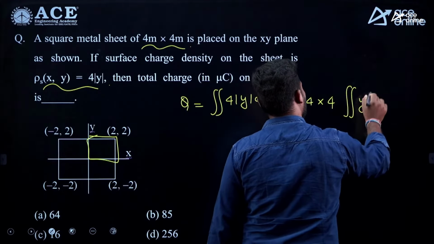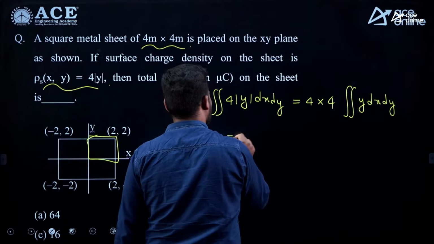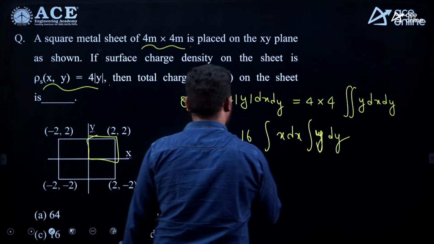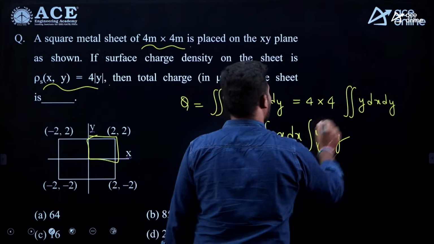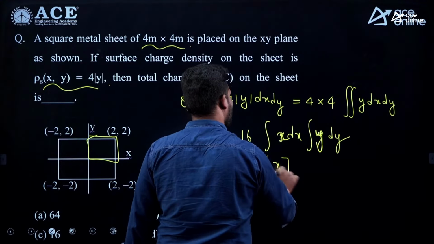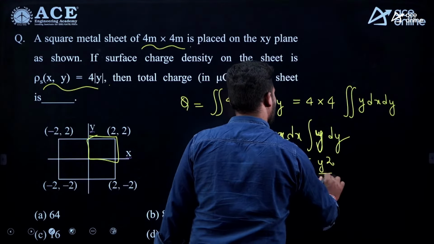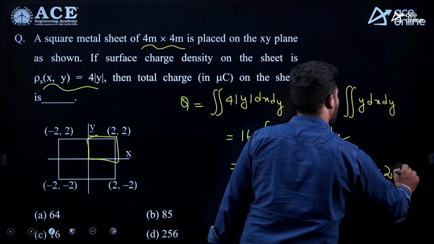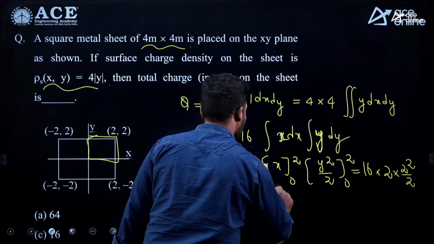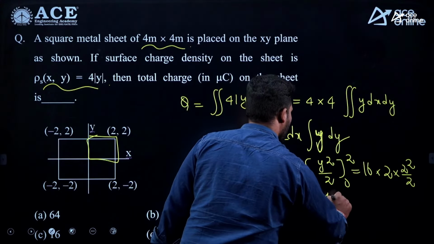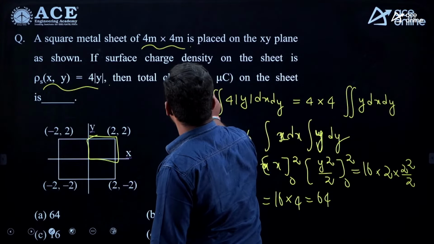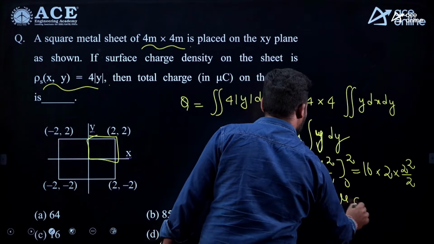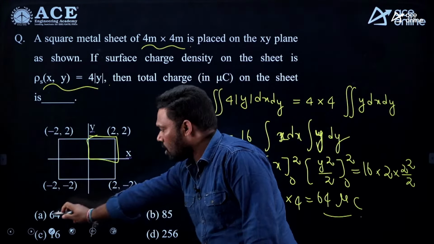So I can write this as y dx dy. Now perform the integration: 16 into the integral of dx times the integral of y dy. There is no x here, there is a 1, so it is x with limits from 0 to 2, and here it is y square by 2 with limits from 0 to 2. Upper limit minus lower limit gives 16 into 2 into 2 square by 2, so it is 16 into 4, which is equal to 64. Obviously the density is in microcoulomb per meter square, so the total charge will be in microcoulombs. That is what is mentioned here, so the 64, option A is the answer.